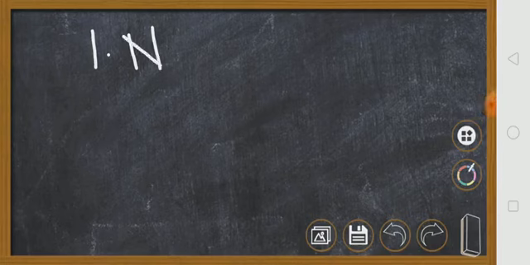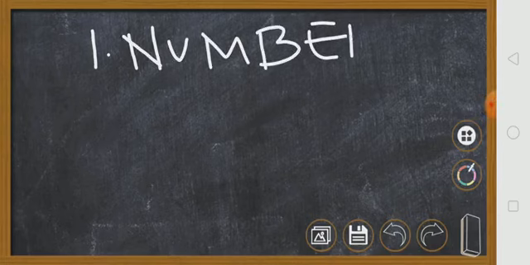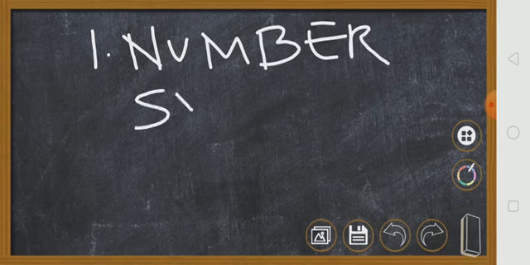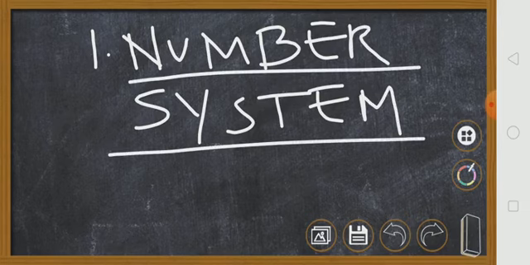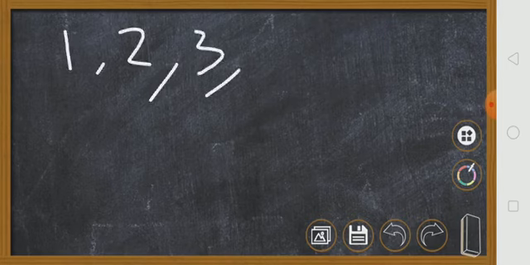Okay, so students, today we'll be doing chapter number 1, number system. This is the chapter number 1 of your class 9. So I'm giving you some important concepts. First of all, you should know what a natural number is. Natural numbers, all of you know, start from 1: 1, 2, 3. So these are all natural numbers.